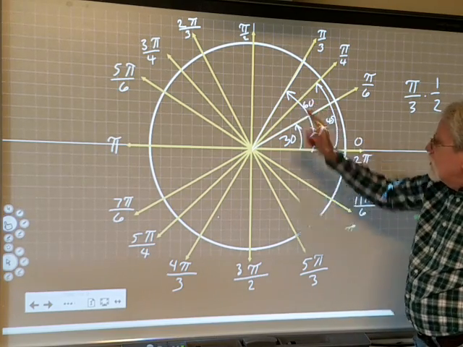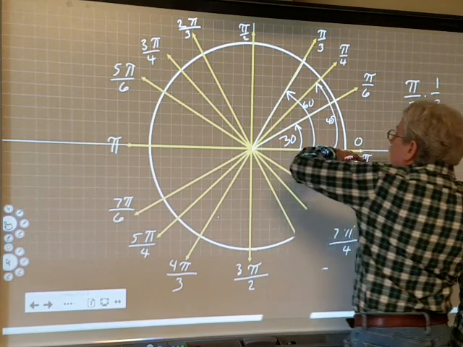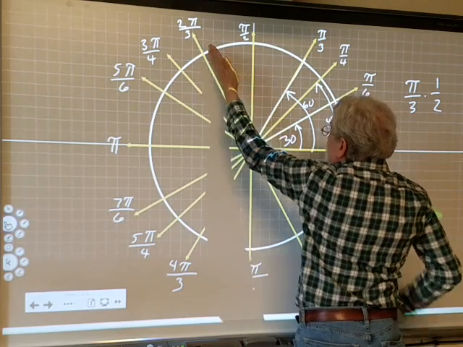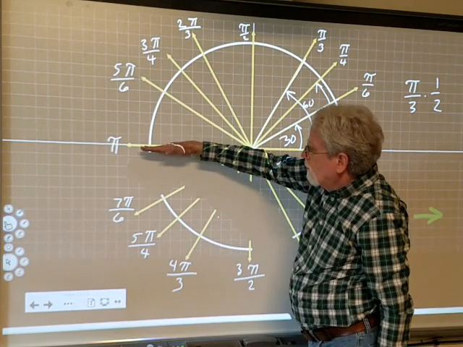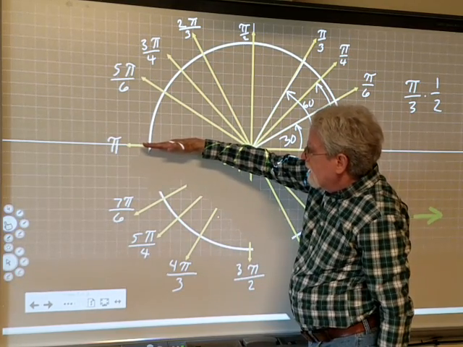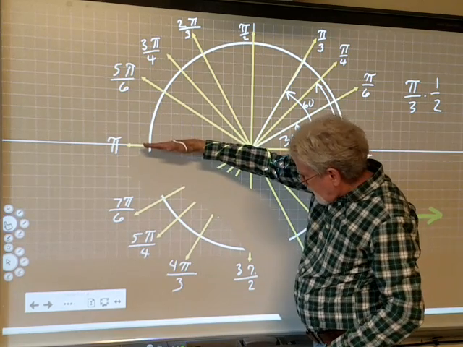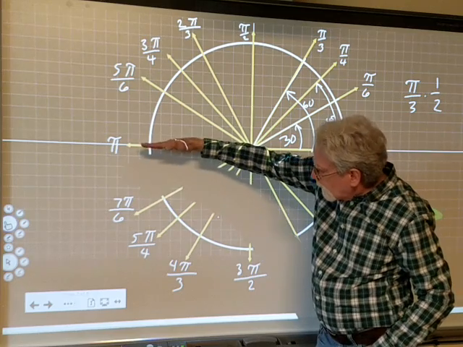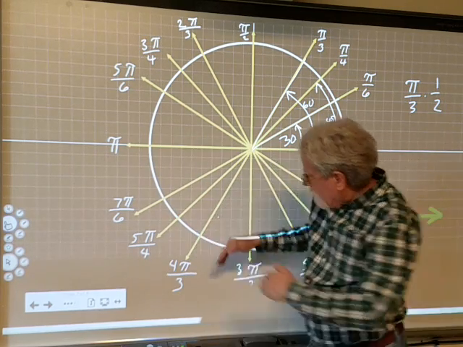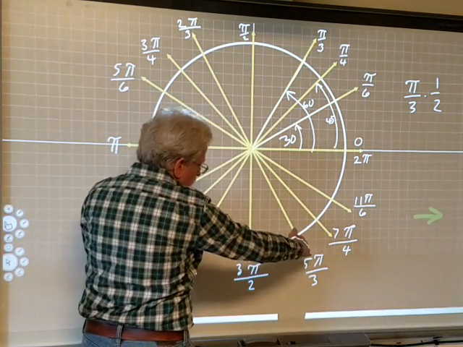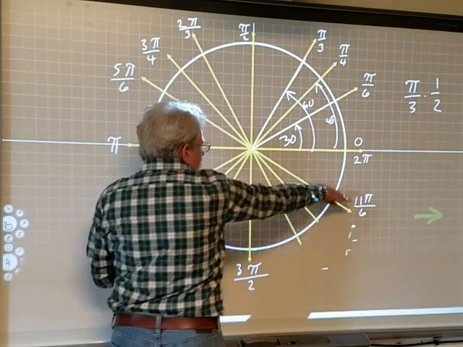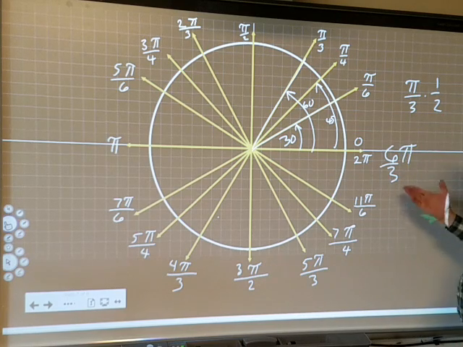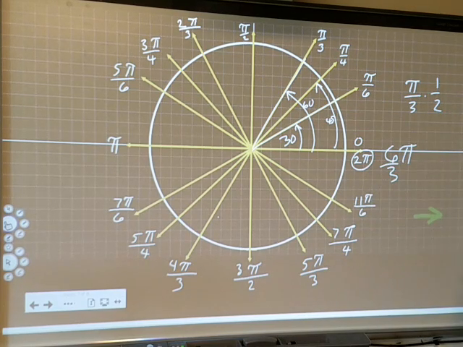We can count by 60-degree angles. This is 1/3. There we have 2/3. Here we have 3/3, or just pi. From 3/3 we have 4/3. Then we have 5/3. And then we have 6/3, 6/3 pi, better known as 2 pi.